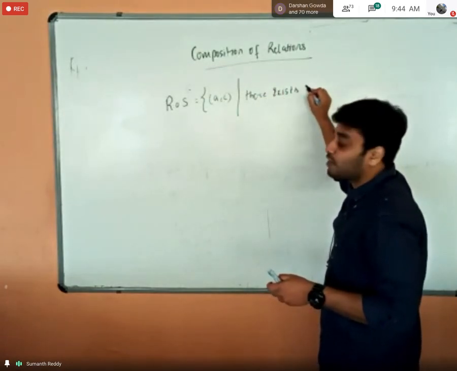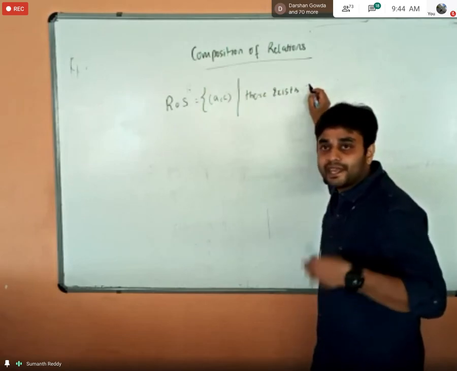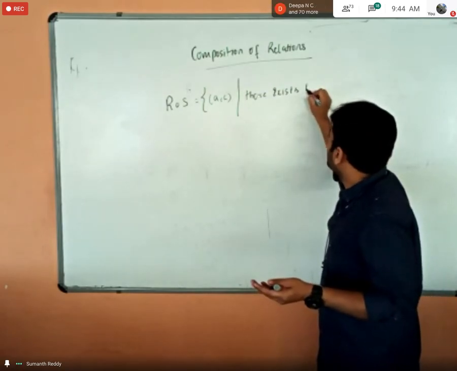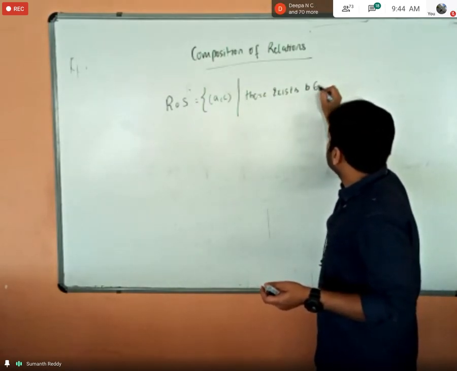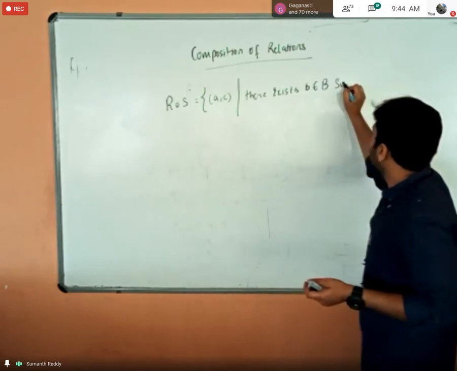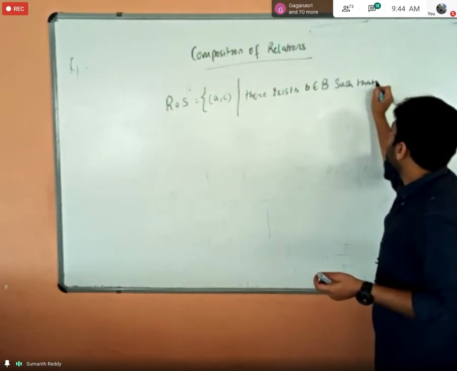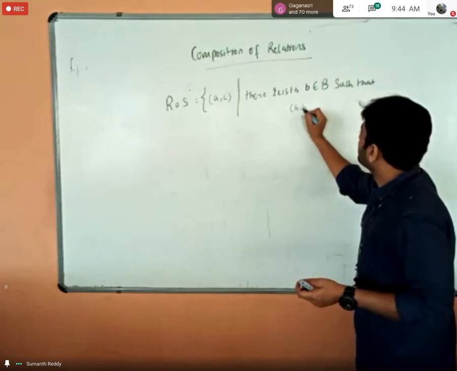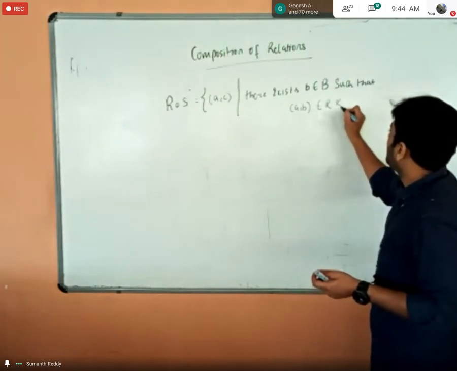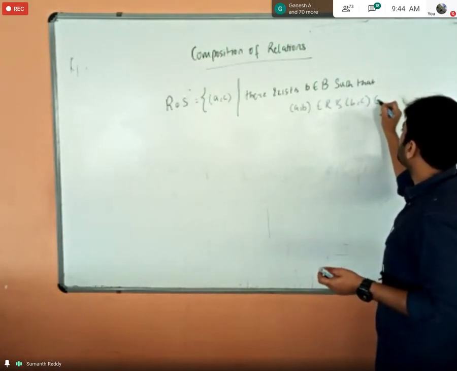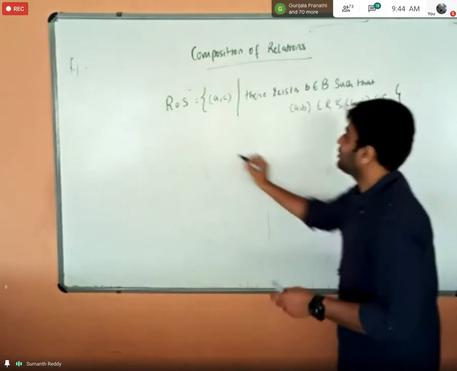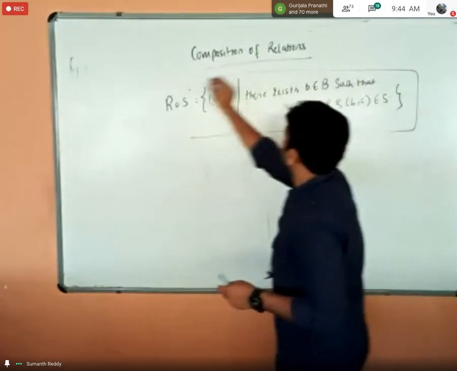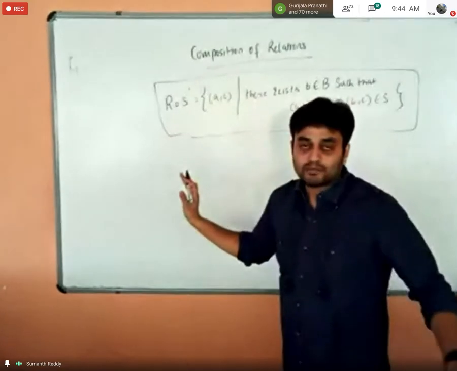exists one more element. You can take any arbitrary element. I'll take B, one more element B, which belongs to the set B, such that A comma B belongs to the first relation R and B comma C belongs to the second relation S. See, actually, you will understand this better when we solve the problems.